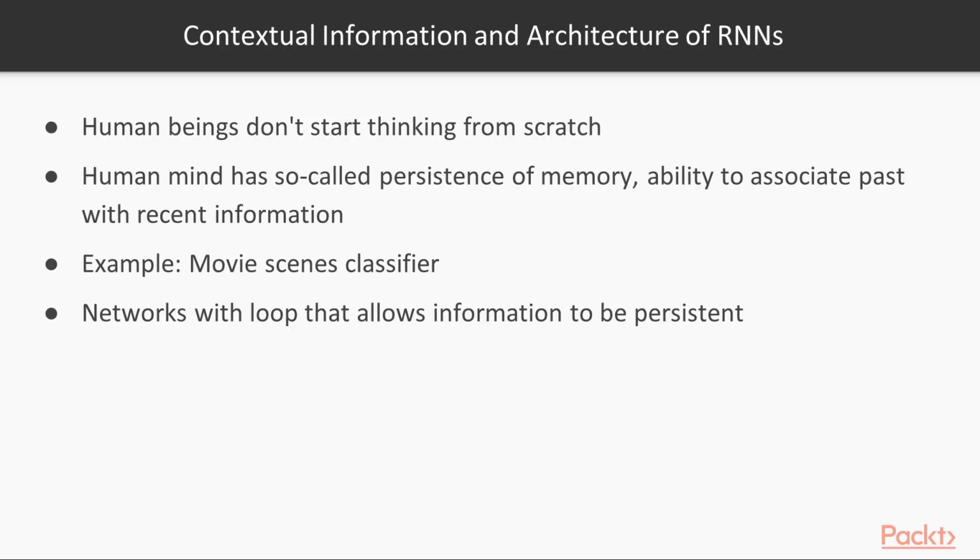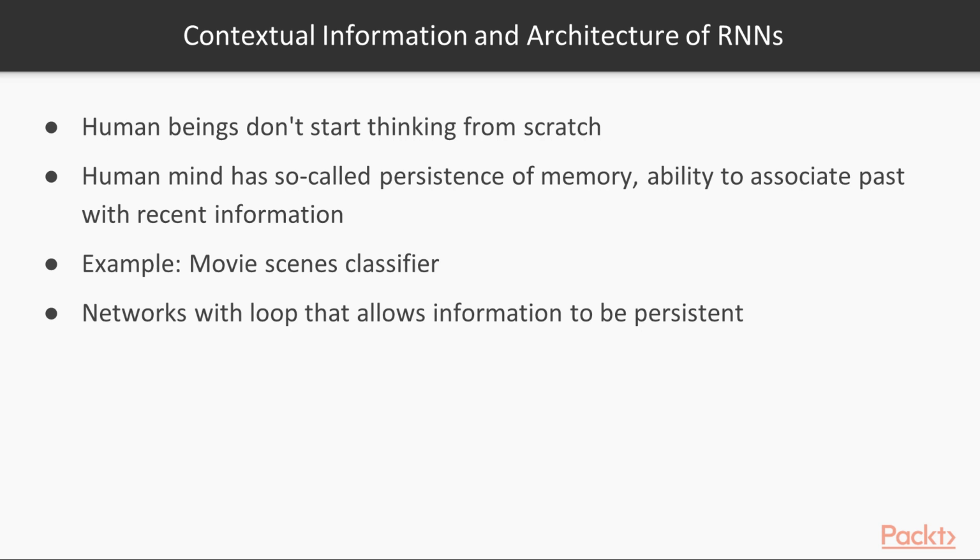Human beings don't start thinking from scratch. The human mind has the so-called persistence of memory, the ability to associate the past with recent information. Traditional neural networks instead ignore past events. Taking as an example a movie scene classifier, it's not possible for a neural network to use past scenes to classify current ones. RNNs were developed to try to solve this problem.